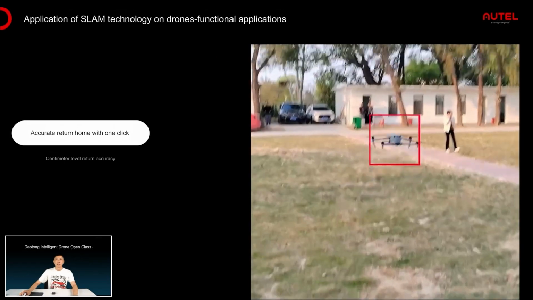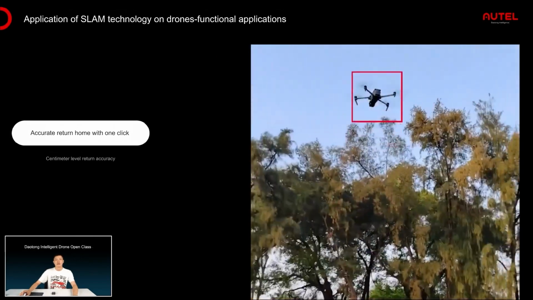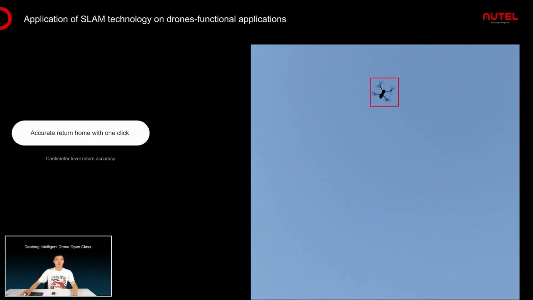This advantage lies in the fact that it grants us autonomous control over the aircraft, putting the power directly in our hands. The third feature we offer is the ability for one-click, precise return-to-home functionality. We can achieve centimeter-level return-to-home accuracy.